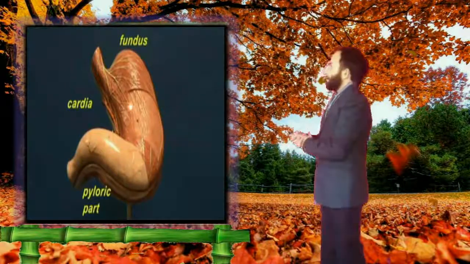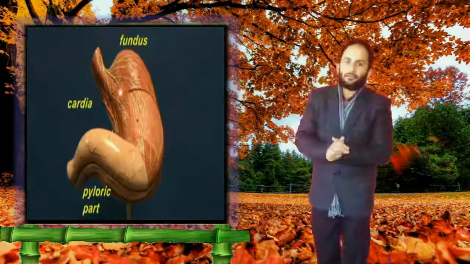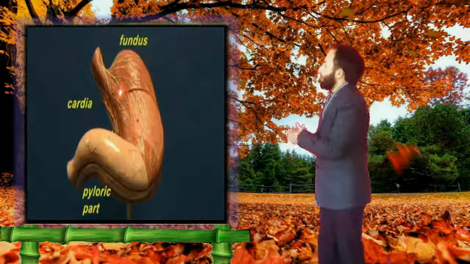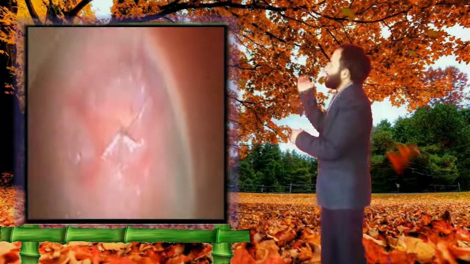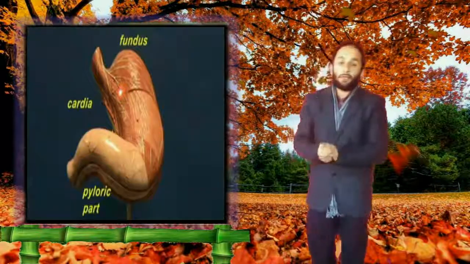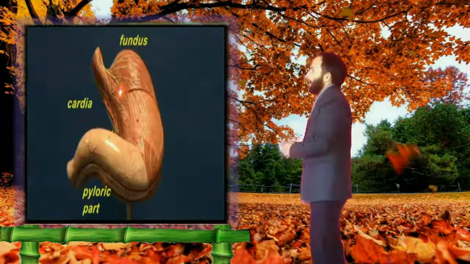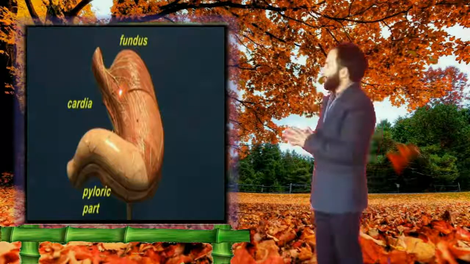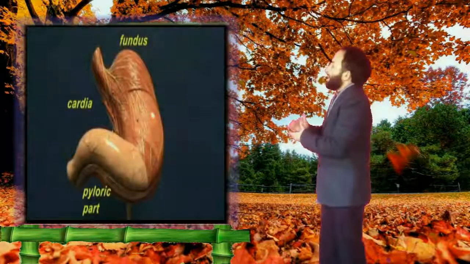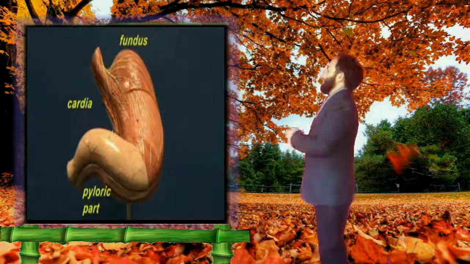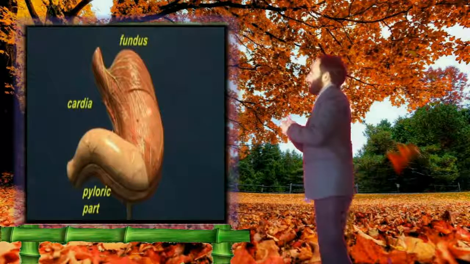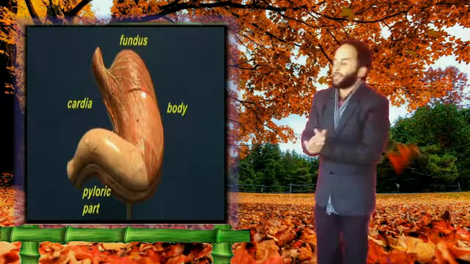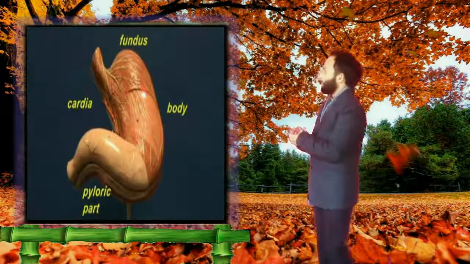Pyloric part is the next part of stomach. It is the lower narrow part of stomach which opens into the duodenum by pyloric aperture and is guarded by a pyloric sphincter. It prevents the pre-digested food from entering the duodenum. The middle part is called the corpus or body of the stomach.